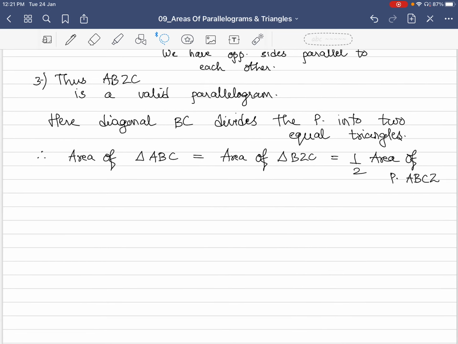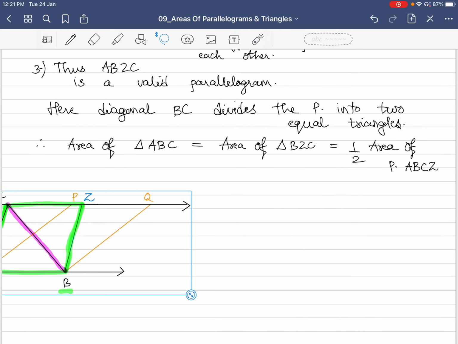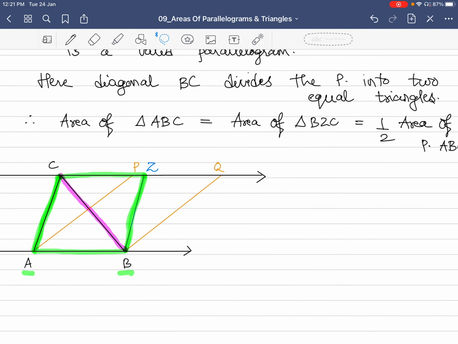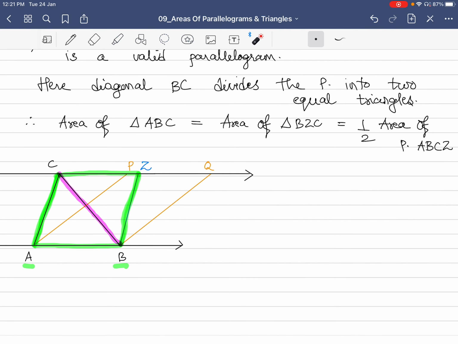Copy, and paste. Here it is. So note this important point, that area of triangle ABC is equal to area of triangle BCZ, which is equal to half, because the diagonal BC divides the parallelogram into two equal triangles. So the point of focus for us is that area of triangle ABC is half the area of parallelogram ABCZ.